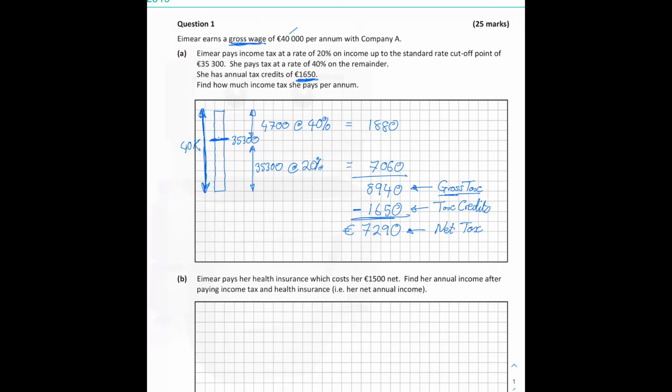Maybe just review that again. Her total amount of money is her gross wage, okay? And that's everything that's in that bar there. And we break that bar into two different zones. There's the top zone and there's the lower zone, okay? The lower zone is taxed at a different rate than the higher zone. So this zone up here is taxed at 40%. This zone down here is taxed at 20%. The amount of tax she could end up paying at the 40% one is this one up here. The amount of tax she could end up paying at the standard one is this one down here. To find out her gross tax, we're going to add the two together, and we can reduce the gross tax by subtracting the tax credits, and that gives us her net tax.